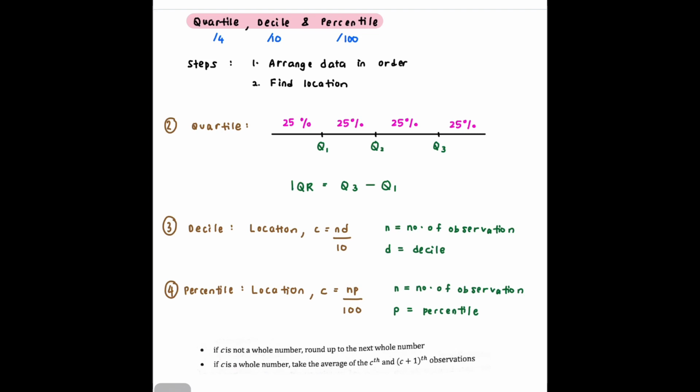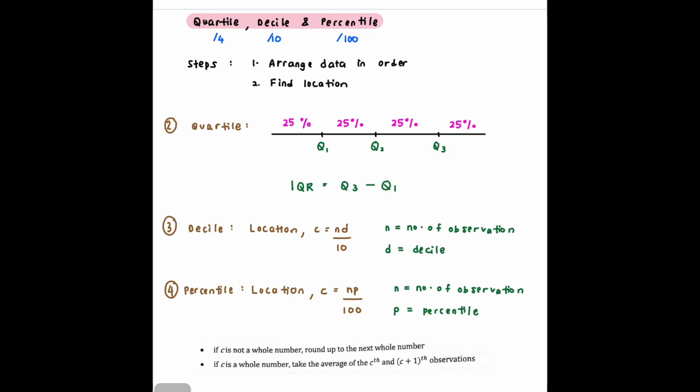So let's look at the quartile first. Let's say this is your raw data, and then you divide into 4 equal parts. This is the first 25%, second, third and the last one. So if you total up this one, total will be 100%. So for quartile, you will have quartile 1 value, quartile 2 value and also quartile 3 value. Okay, this is how you find the quartile.